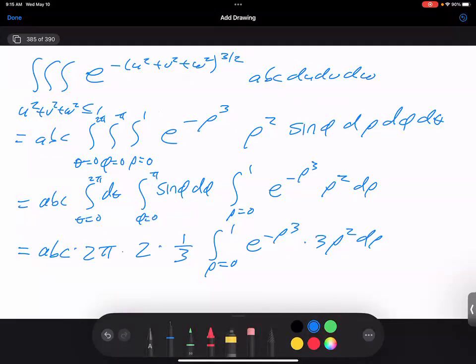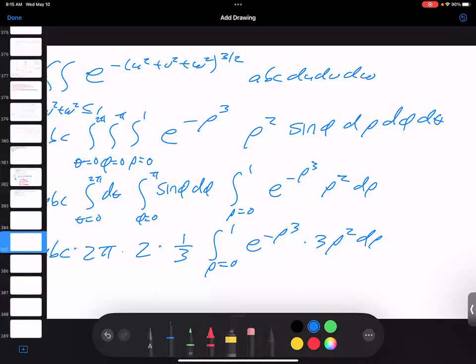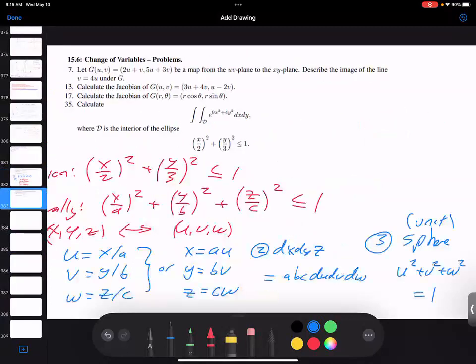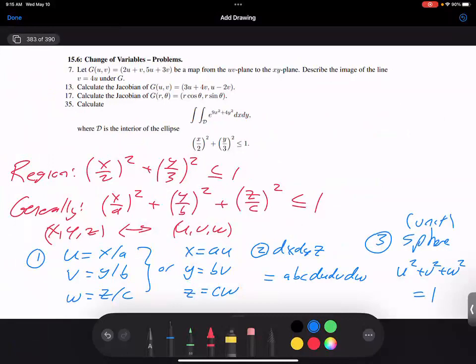I was just putting this in because I know what's coming. I'm about to do it as a change of variable. I have an e to the negative rho cubed. I want to do a u substitution. I just can't use the letter u because I've already used the letter u in this problem. If you look earlier in the problem, we set u to be x over a. Once I've used the letter u for one thing, I should not use it again. So I'm going to use the letter t for my substitution.